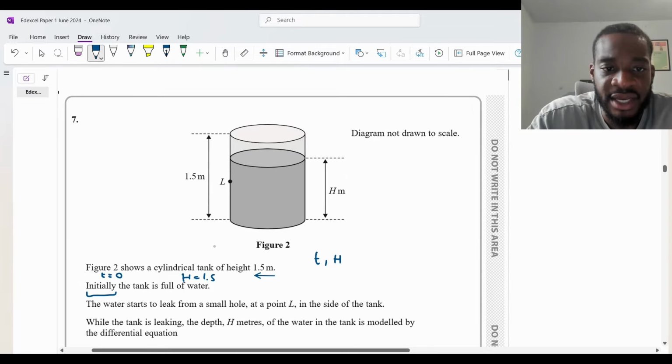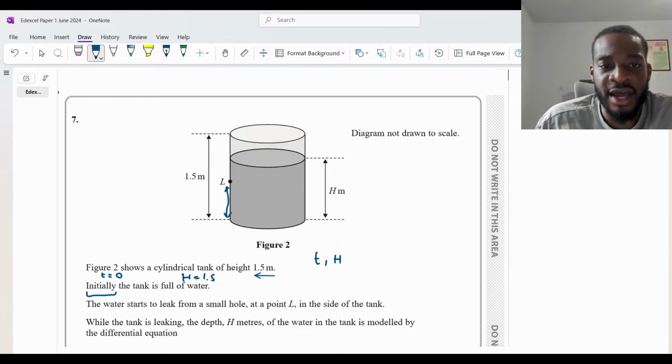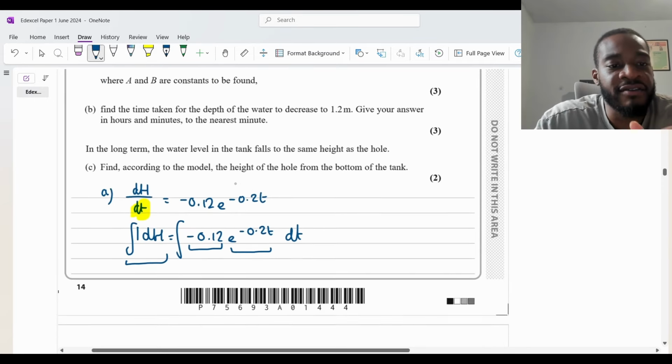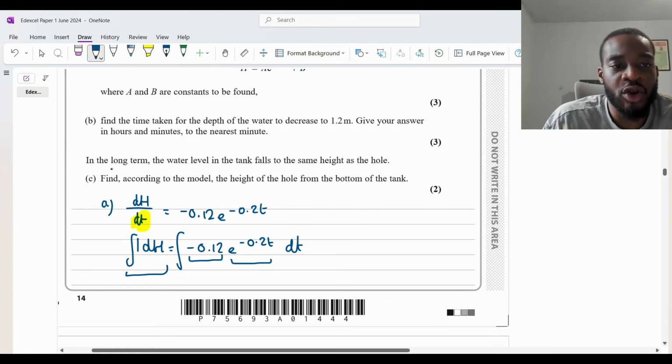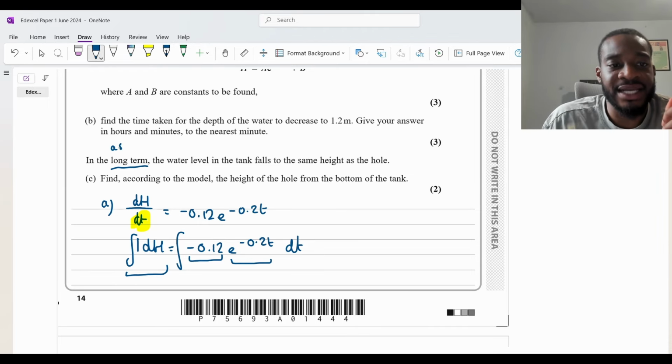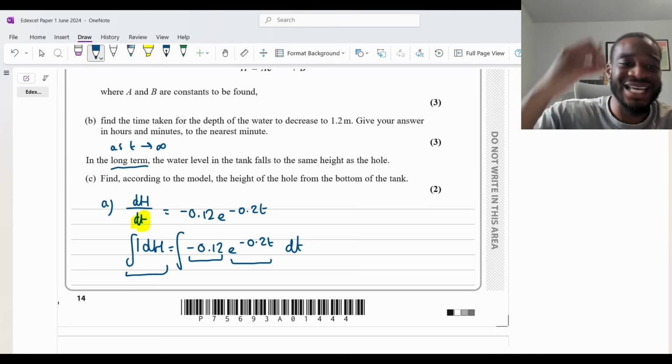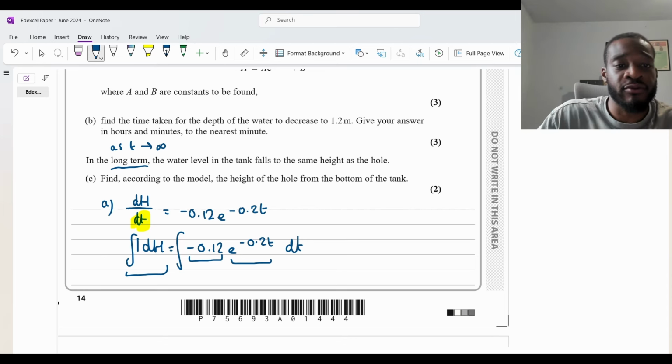So let's look at the diagram again. The hole is there. It would make sense that it would fall there because there's going to be no water coming out underneath that hole, isn't it? So it's going to go there. So we need to figure out what that height is. Now, they've used a very key term here. It says in the long term. When I look at that phrase long term, that just tells me as t tends to infinity, right? So in other words, what is h as t gets extremely large in the long term, right?